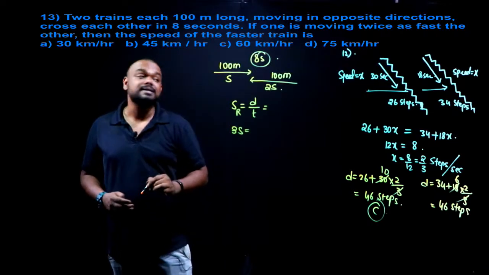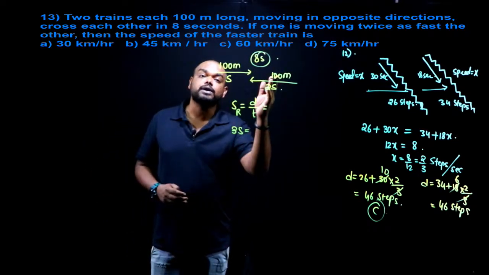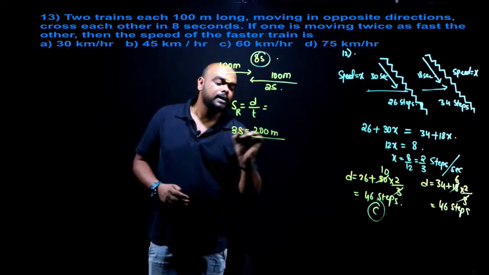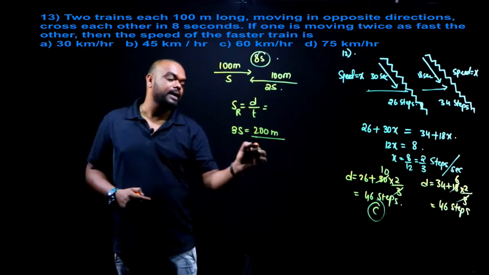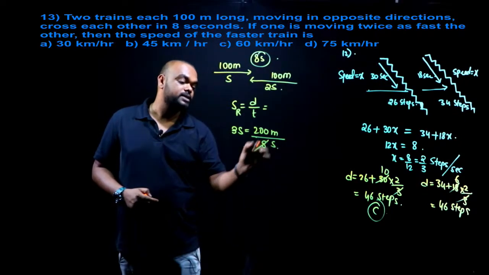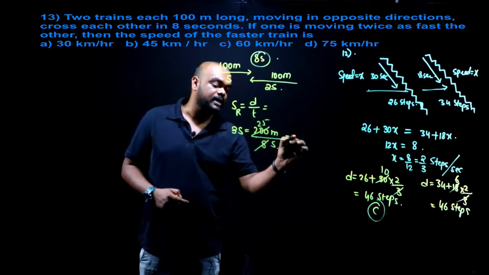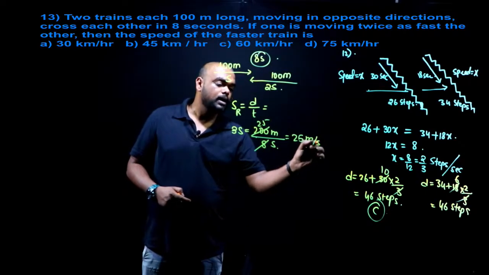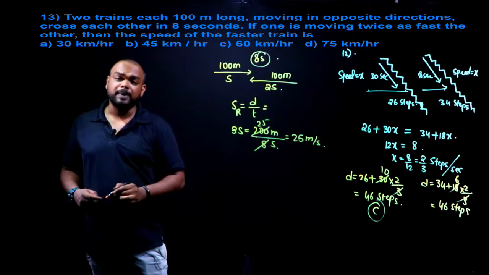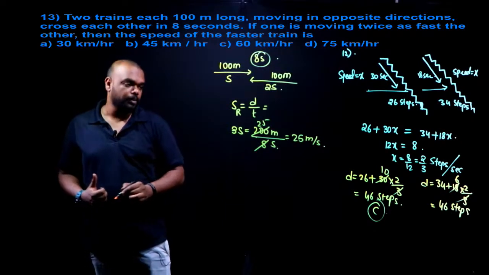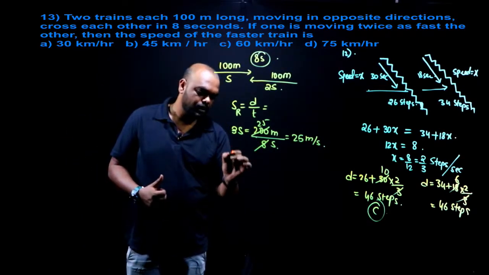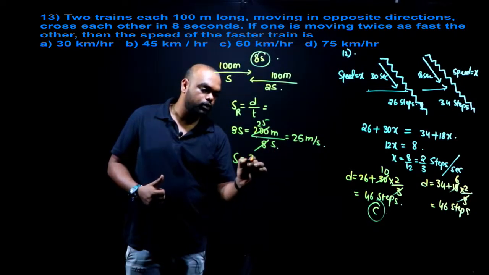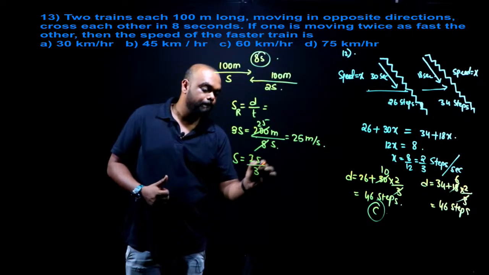Distance between them. What is the distance? Length of train 1 and the length of train 2. 100 plus 100, 200 meter, divided by time taken. What is the time taken? 8 seconds. So if you do this, 200 by 8 is 25 meter per second. Okay, that is 3s. But the options are in kilometer per hour or meter per second. Check it out. Kilometer per hour. Okay, guys, observe here. s is equal to, 3 goes to the other side, 25 by 3 meter per second.